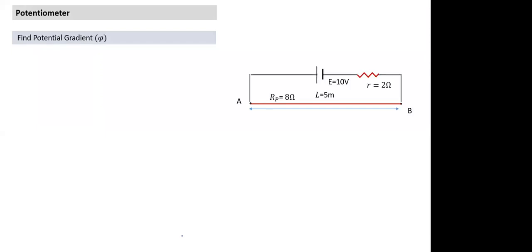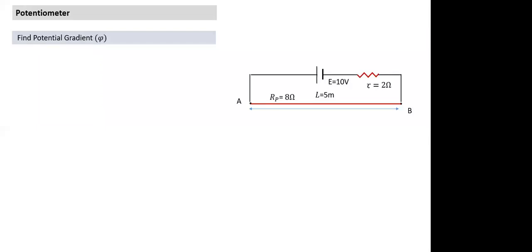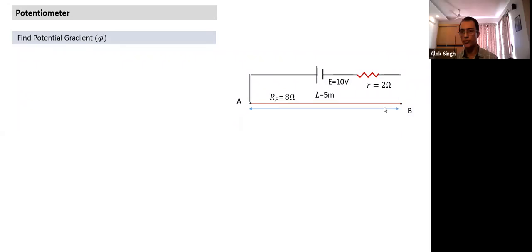Yes, sir. Tell me what is the potential gradient here. RP by... Do we need to use the formula? Can you do it without the formula also, Akshat? This is 10 volts. This resistance is 2, this resistance is 8. How does the potential get divided between the two resistances, and in which proportion? 8 by 10, 2 by 10. Yes, sir. What is the potential difference between A and B? How many volts?